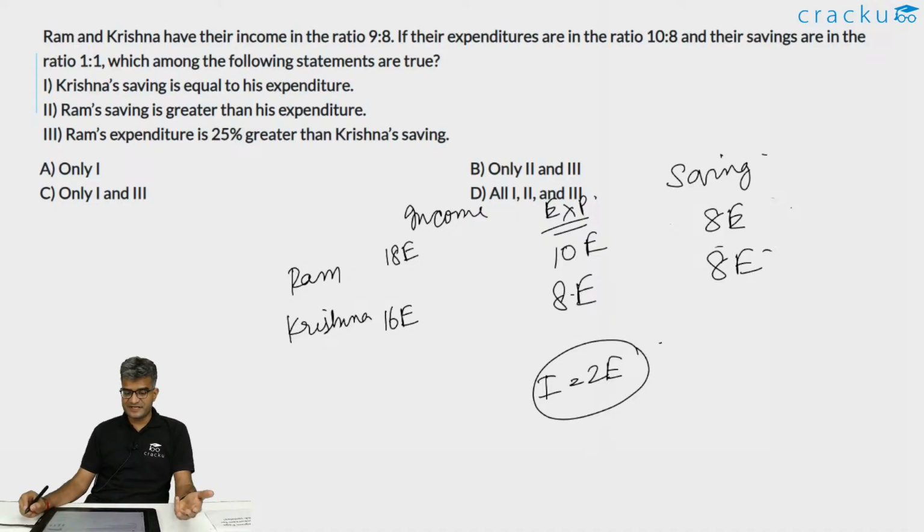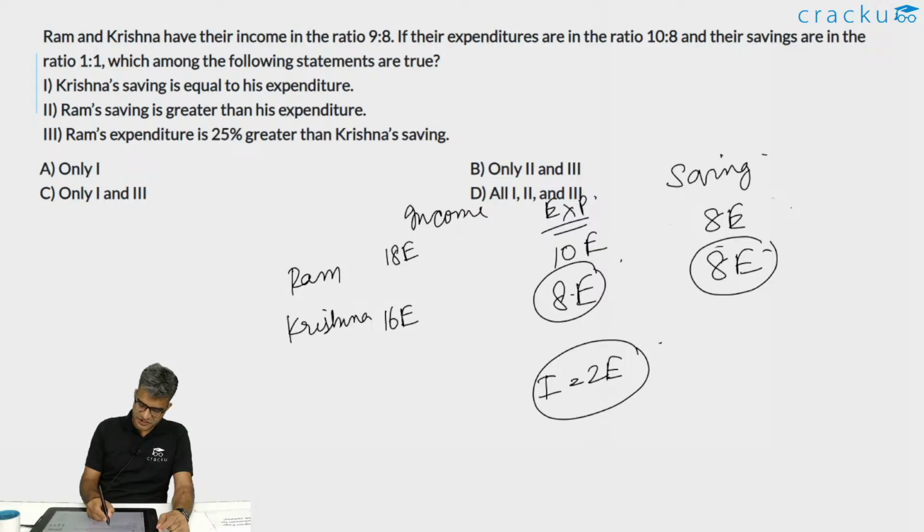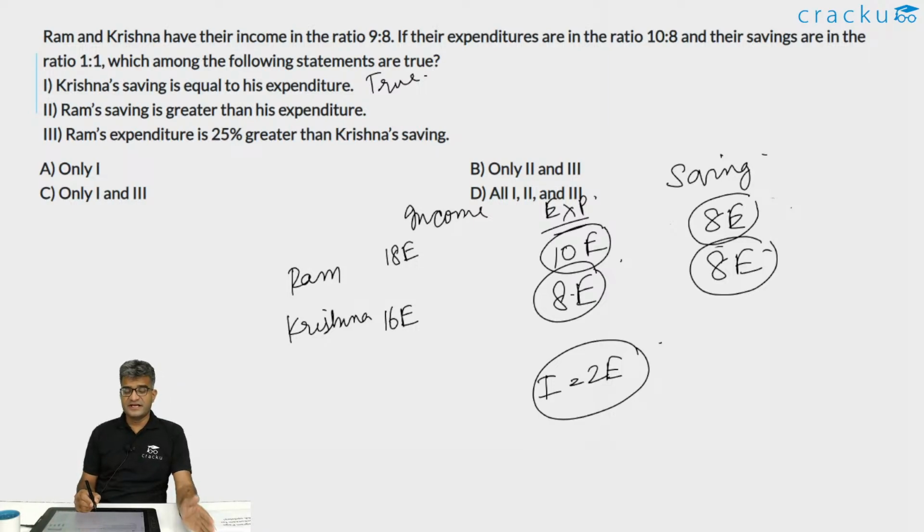Now we are given three statements. Let us try to see which of those statements is correct. Krishna's savings is equal to his expenditure. Krishna's savings is 8e, it is equal to his expenditure, so this is true. Ram's savings is greater than his expenditure. Ram's savings is 8e, his expenditure is 10e. His savings is actually less than his expenditure, so this is false.